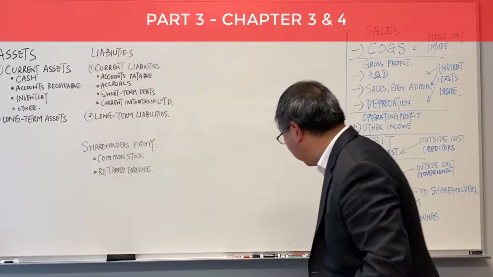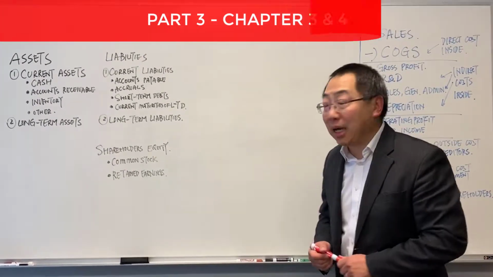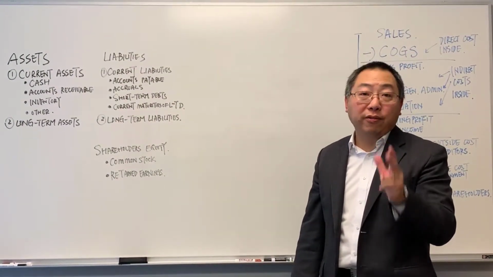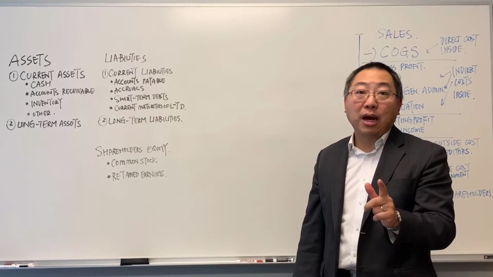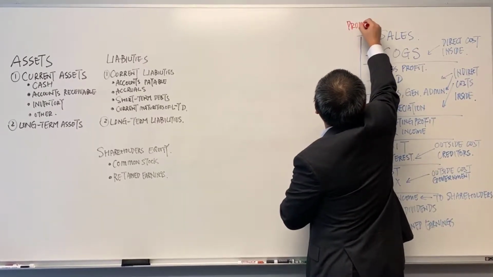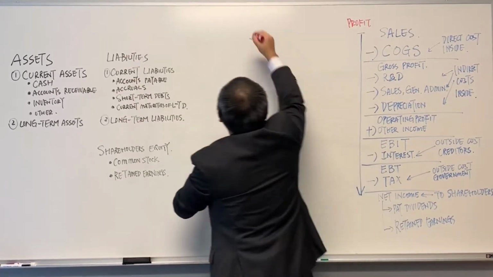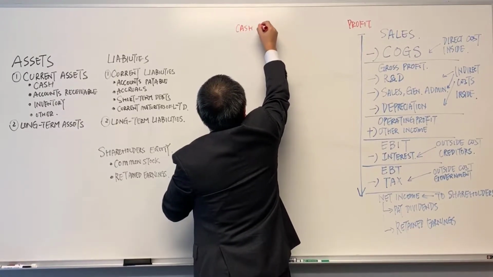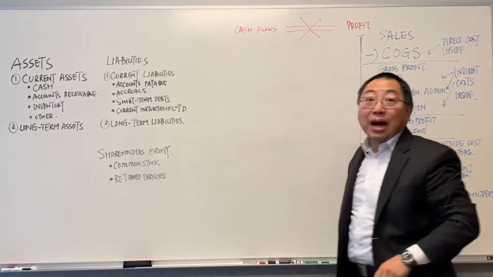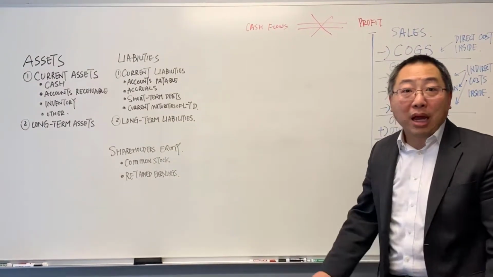I'm going to march towards the statement of cash flows. But you need to keep in mind, the statement of cash flows is about the company's cash flow over a certain period of time. The income statement is about profit. The statement of cash flows is about cash flows. They are not the same. We need to have another statement about cash flows.